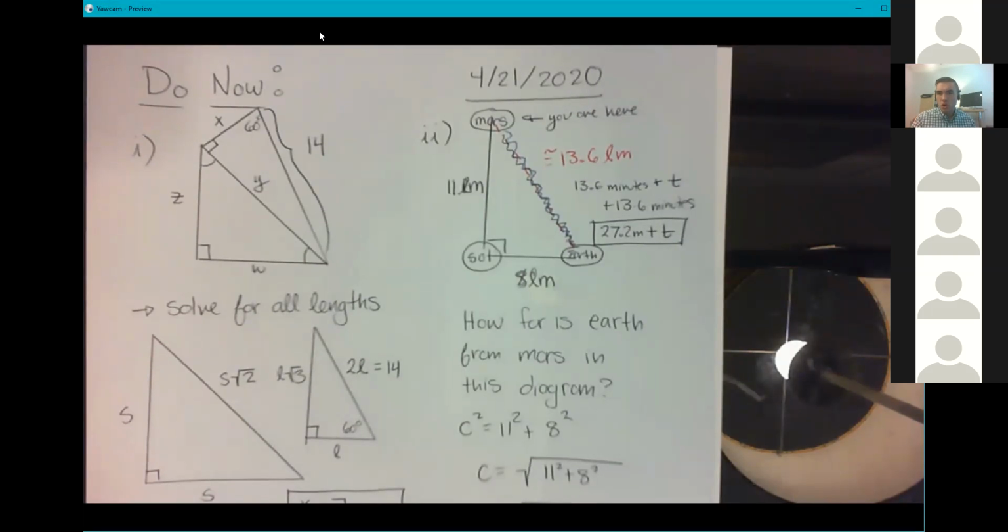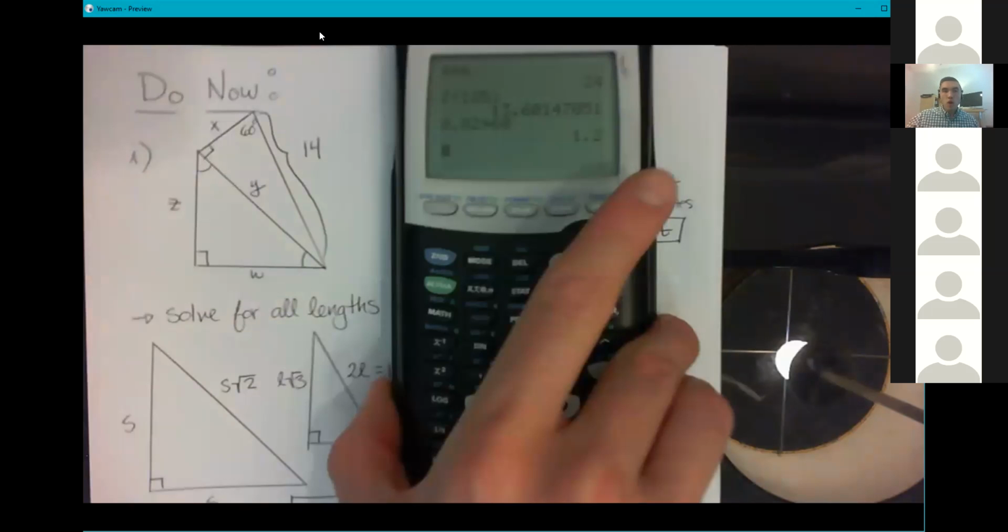Compared to the distance between planets, the moon is basically in our backyard. The moon is only 0.2 light minutes away from Earth. So it takes like 3 seconds to get a radio call. 1.2 seconds.